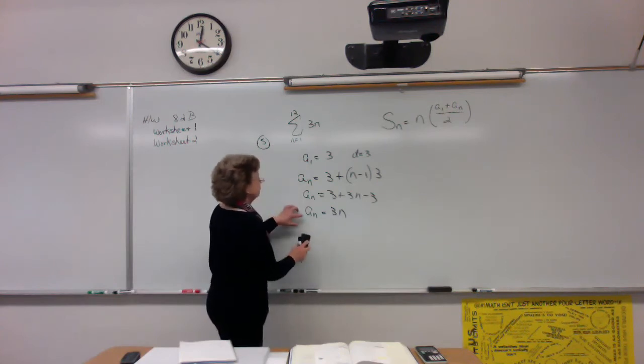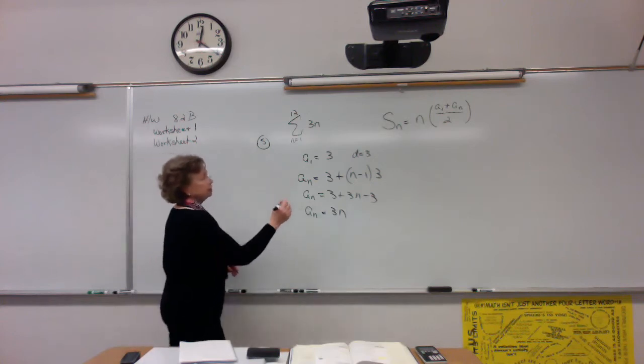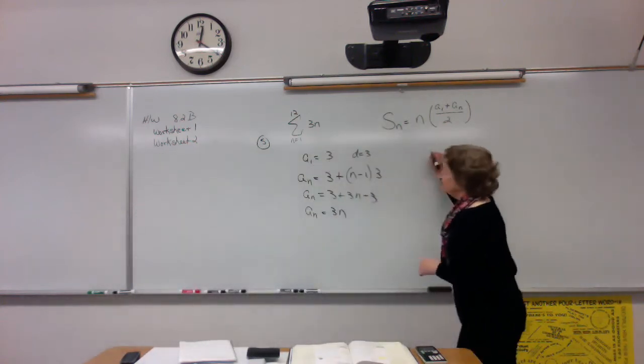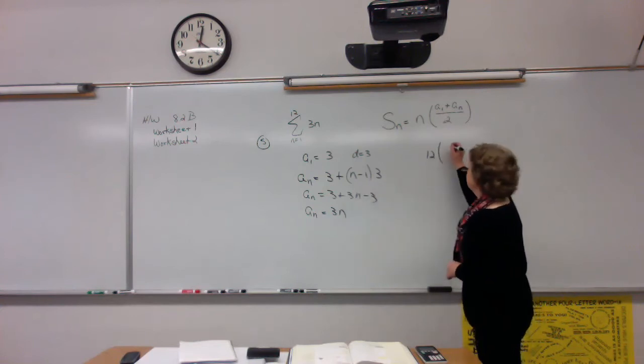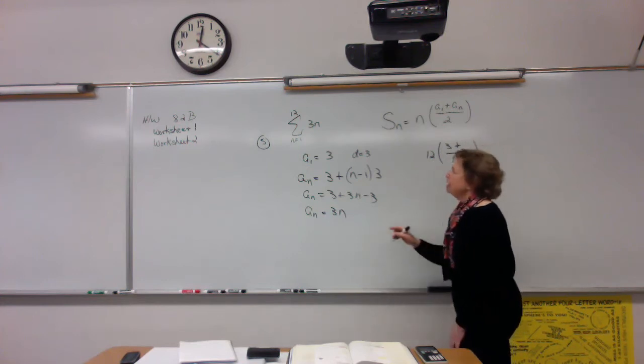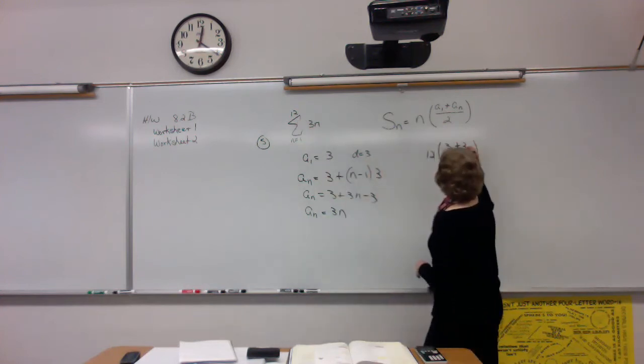I think I need the first term, which we've already found. In order to use this formula, we know that n is going to be 12. We know that our a sub 1 is going to be 3. And now we're going to be dividing by 2. And I need to find that last term. So if n is 12, 3 times 12 is 36.